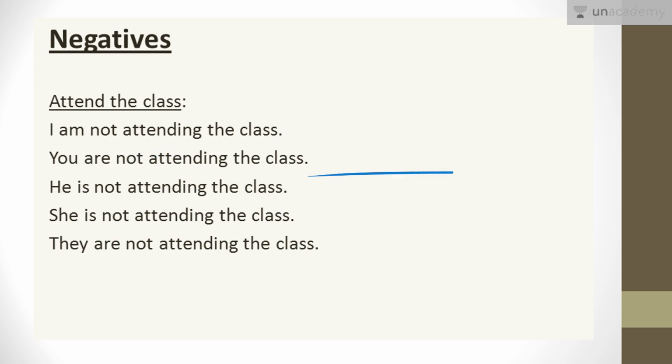If I am to speak negative for you, that you are not attending the class, okay, that means you are not attending the class. Similarly, he is not attending the class, she is not attending the class. And if a group of people is not attending the class, in that case they are not attending the class. So this is how I can just mention the negative sentences also. Negative sentences means जो काम आप अभी नहीं कर रहे हो. Okay, it can be anything which you are not doing right now.